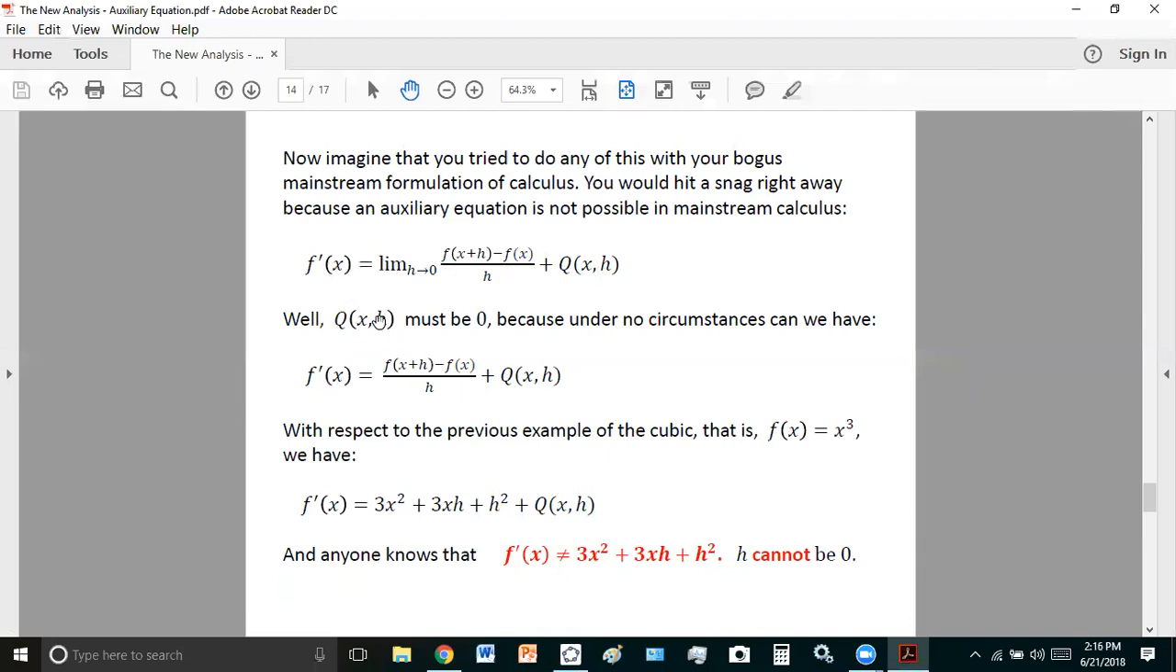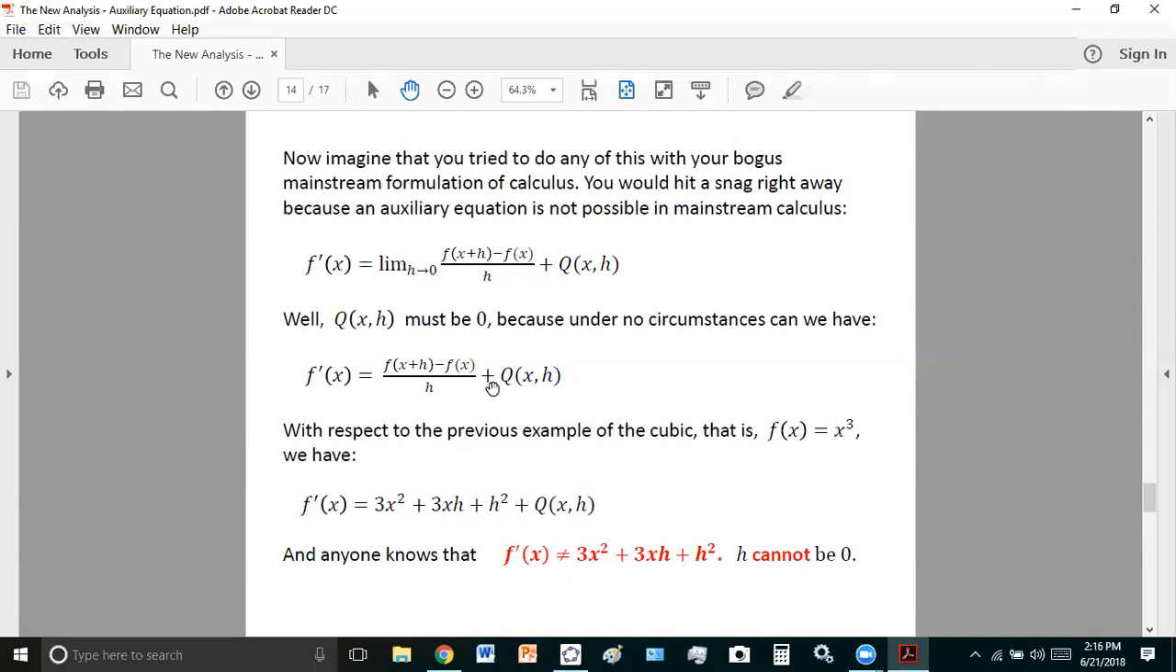Well, we know that qx of h must be 0, right? Because under no circumstances can we have that where h is equal to 0. Or in fact, even without, we can't have that because this finite difference quotient is not the same as the limit, see? So you would be able to find some expression if you do it this way, but this is not true. This here is not true because this particular expression here must be equal to the derivative.